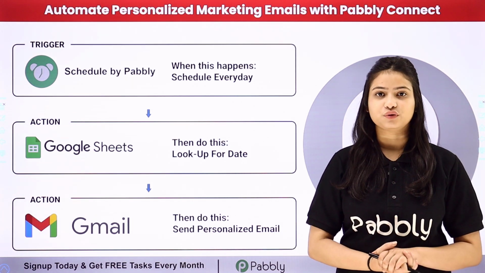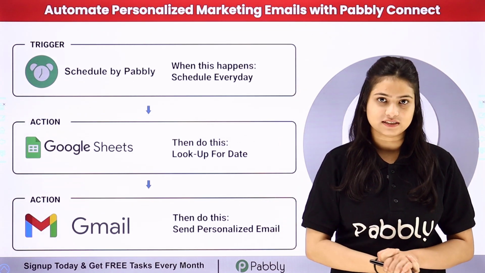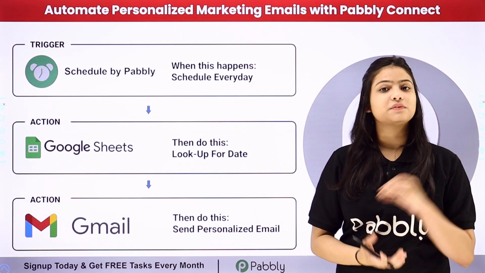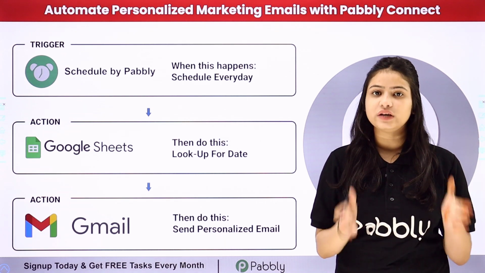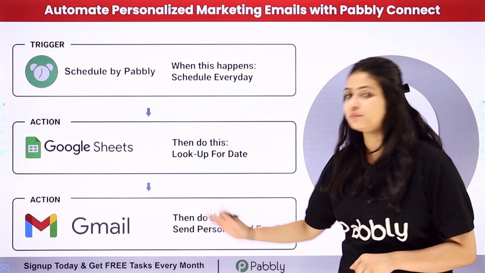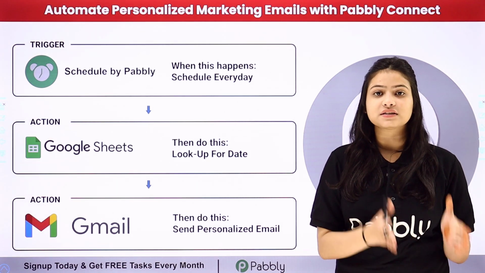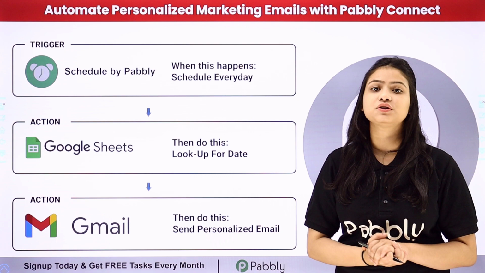In this video, we are going to learn how to automate personalized marketing emails with Pabbly Connect. So I wish to send personalized birthday wishes to all my customers through email, and therefore I am going to set up a connection between my Google Sheets and Gmail in such a way that according to the birth date of each and every customer, a personalized birthday wish will be sent to them through email.